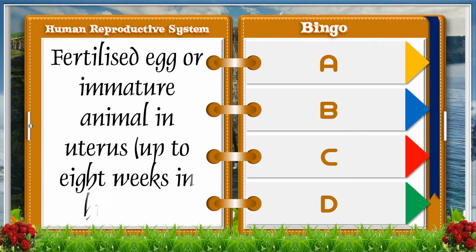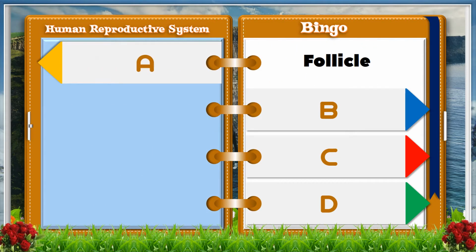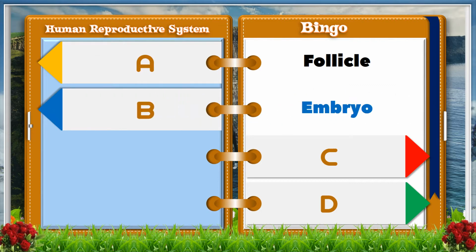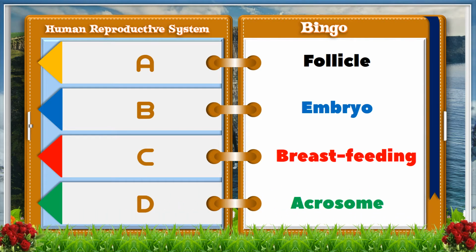Fertilized egg or immature animal in uterus. Up to 8 weeks in human. A. Follicle. B. Embryo. C. Breastfeeding. D. Acrosome. And the answer is B. Embryo.